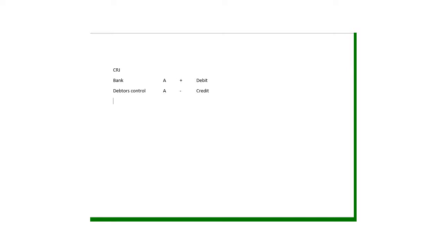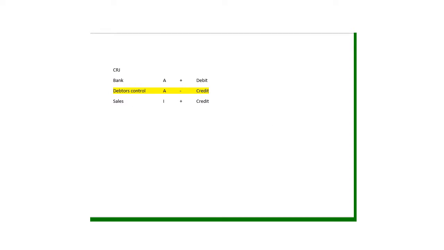And the last one was sales. Sales, if I sell stuff, it happens immediately and it will bring me money in. So it's an income. I've got more income. Income increases. It will be an increase and it increases on the credit side. Okay, I'm not interested in any of the others because I only need to do the debtors control account. So for debtors control, it will be on the credit side.